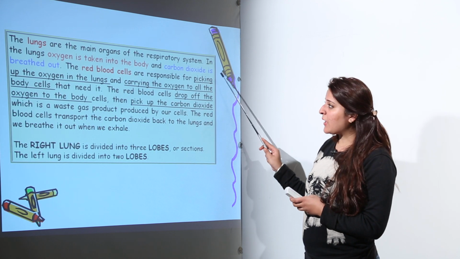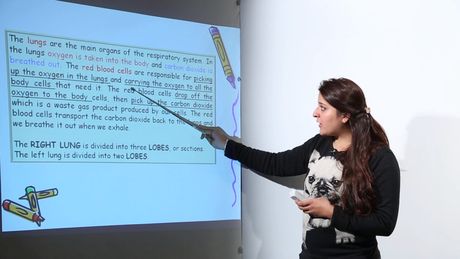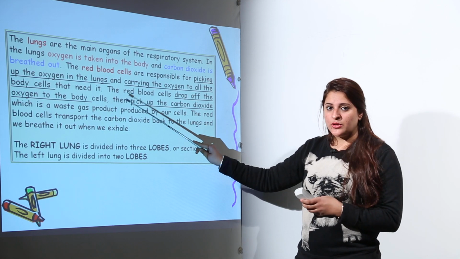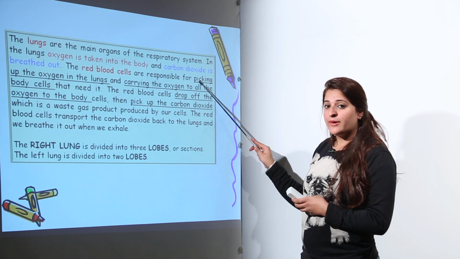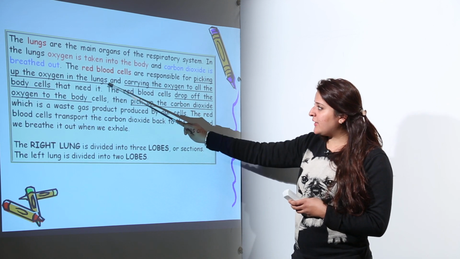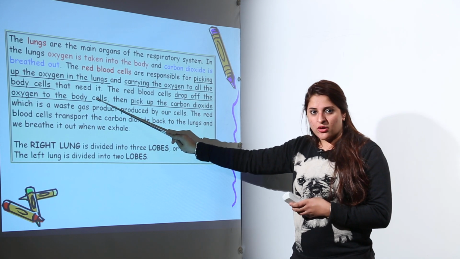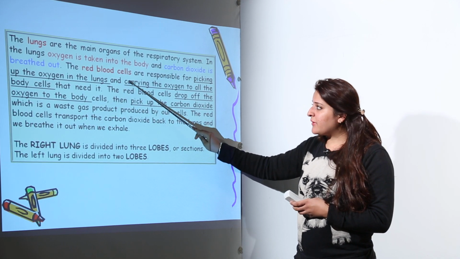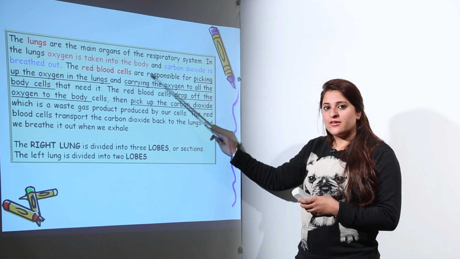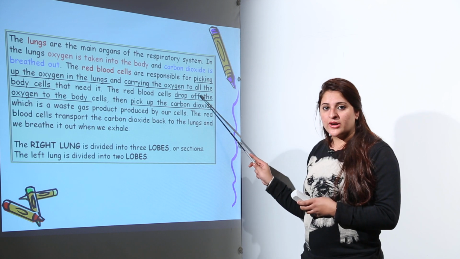Oxygen is taken in and carbon dioxide is taken out, and the RBCs present in the blood are responsible for picking up the oxygen. They contain a pigment known as hemoglobin, which picks up the oxygen in the lungs and then carries it to the body cells which need oxygen. So this is what the RBCs, or the blood, are supposed to do: they are oxygen carriers, carrying oxygen to all the body cells.